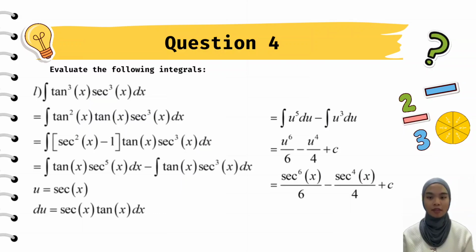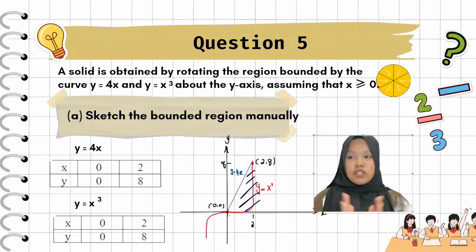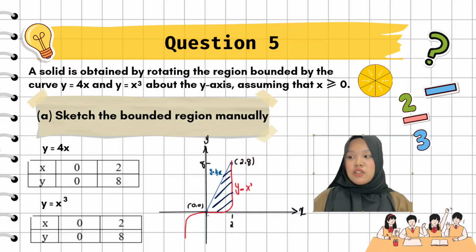Question L. Integrate tan^3(x) sec^3(x) dx. We can get the integral of (sec^2(x) − 1) tan x sec^3(x) dx. And the answer is we can get the integral of u^6/6 − u^4/4 + c. And the final answer is sec^6(x)/6 − sec^4(x)/4 + c.